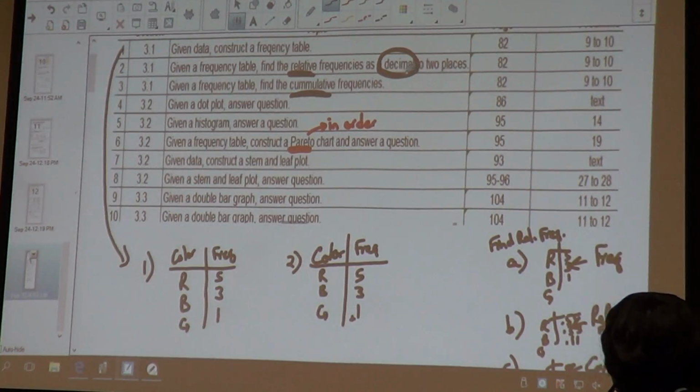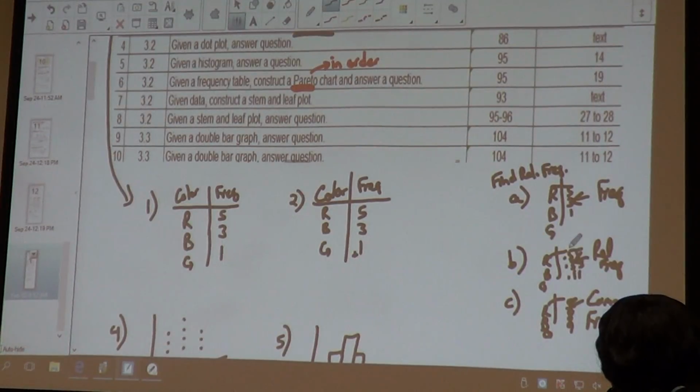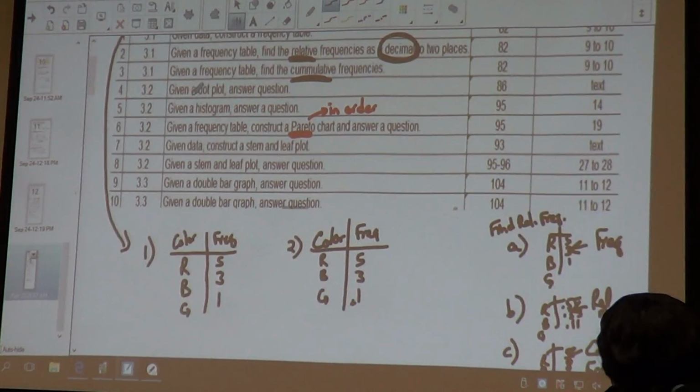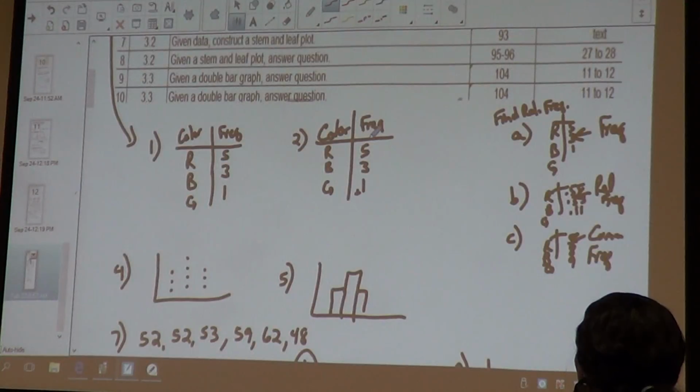All right, decimal. They're telling you that relative is going to be a decimal, so they're telling you that these are going to be in decimal form. Are we good? All right, number 3. Given a frequency table, find the cumulative frequency. The cumulatives are when we did 5, and then 5 plus 3, and then 5 plus 3 plus 1.